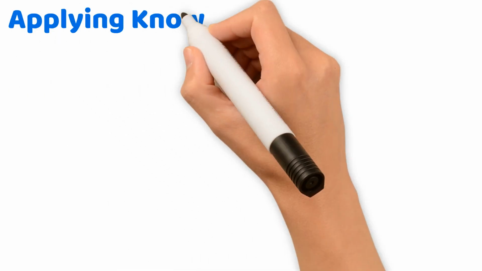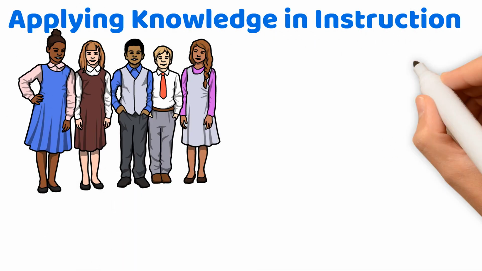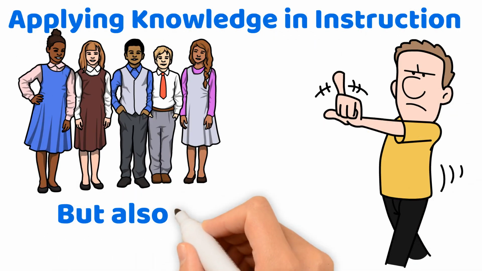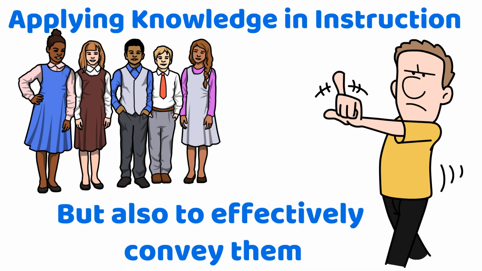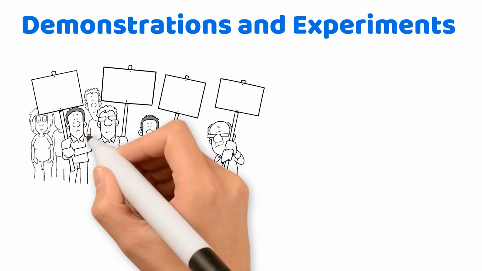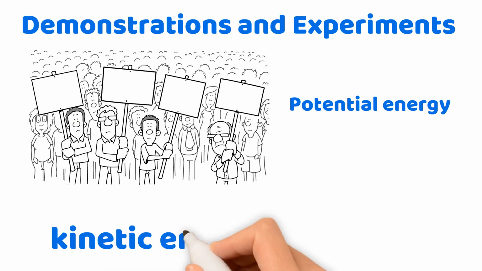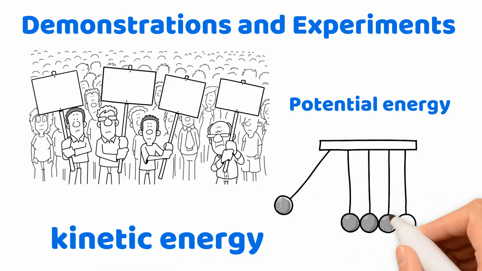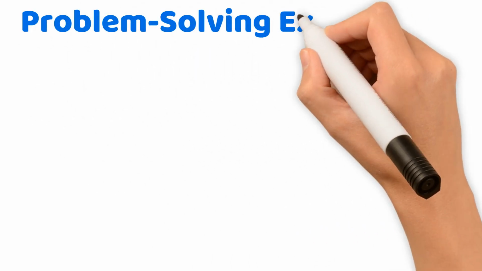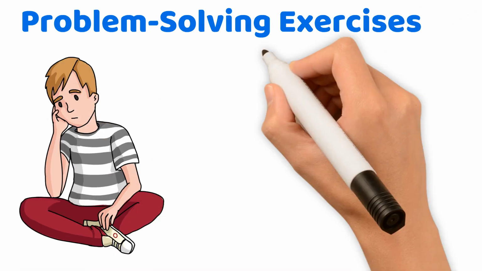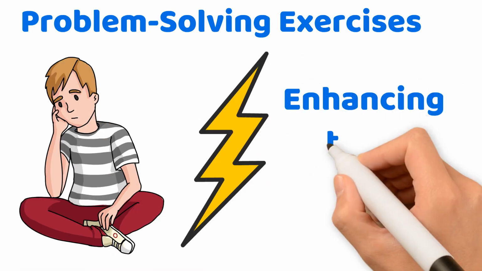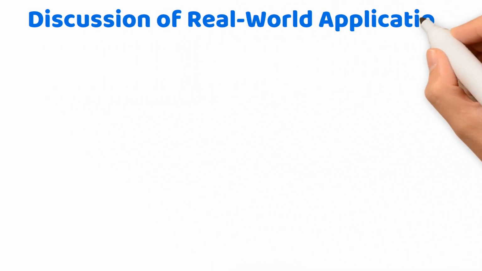Applying knowledge in instruction. As future educators, it's crucial to not only understand these concepts, but also to effectively convey them. Demonstrations and experiments. Use practical demonstrations to show energy transformations, such as converting potential energy into kinetic energy using a pendulum. Problem-solving exercises. Engage students with problems that require the application of the conservation of energy, enhancing their analytical skills.